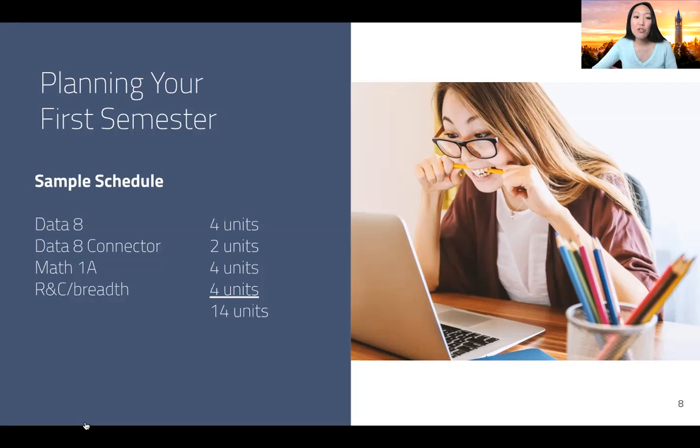And then completing your schedule, typically we would recommend choosing a course like Reading and Composition, which is a college requirement, or maybe a class for the 7-course breadth, our general education requirement.